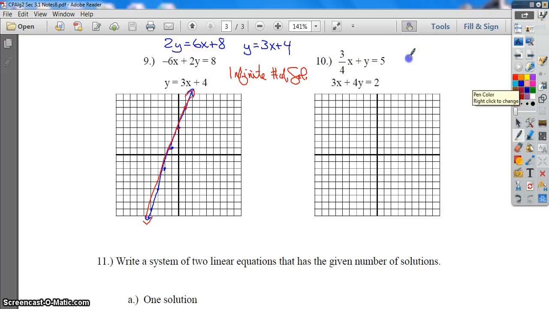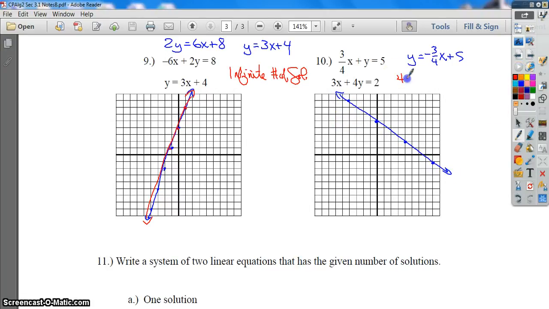Let's start over here. This is y equals negative 3/4 x plus 5. So 1, 2, 3, 4, 5. Over 4, down 3. Over 4, down 3. Back 4, up 3. There's my line. That was a good one.